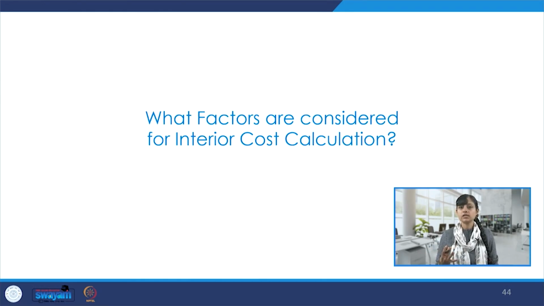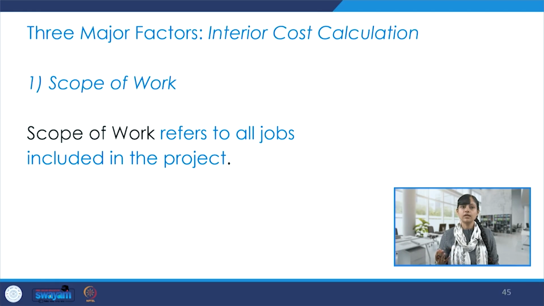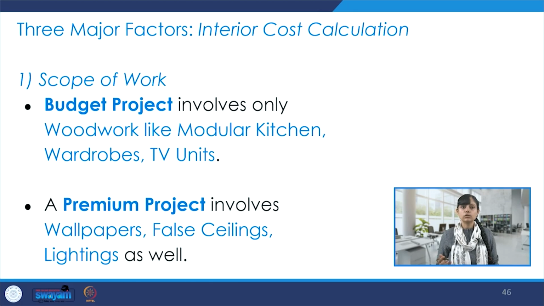Now, what factors are considered for interior cost calculation? There are three major factors, starting with the scope of work. Scope of work refers to all jobs included in the project. A budget project involves only woodwork like modular kitchen, wardrobes, TV units. A premium project involves wallpapers, false ceilings, lighting as well.